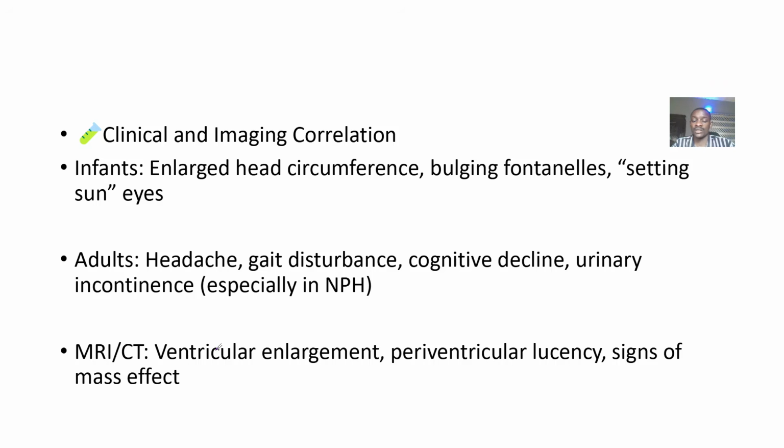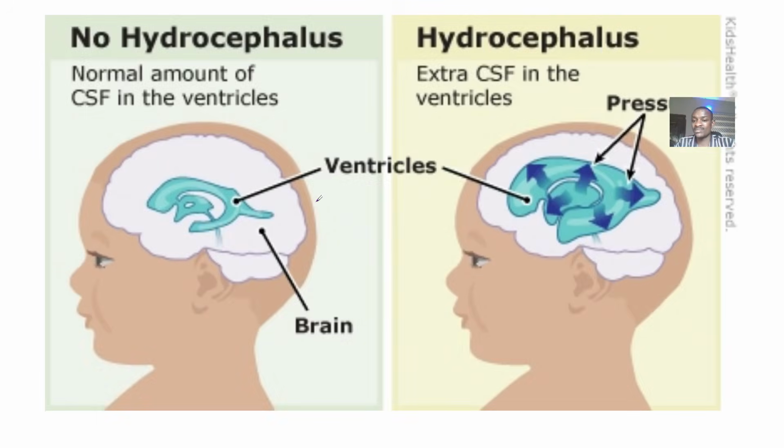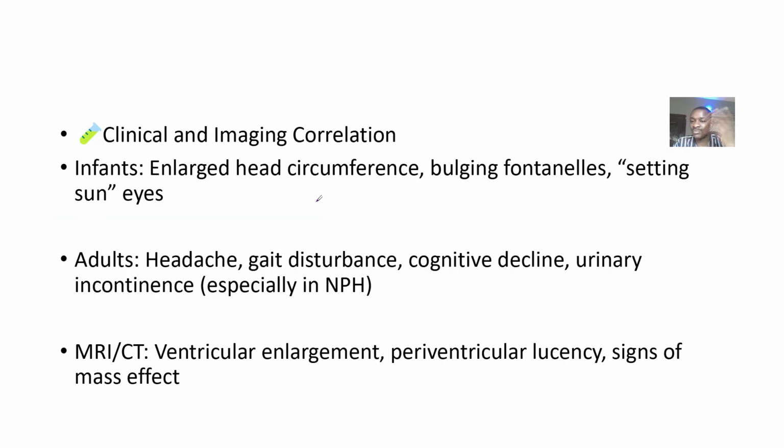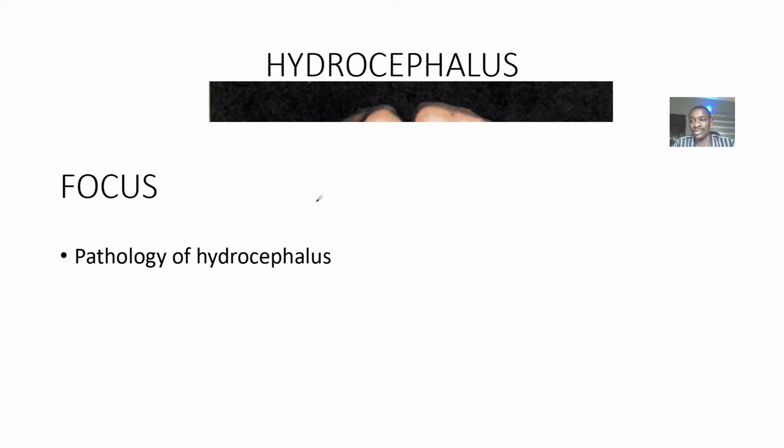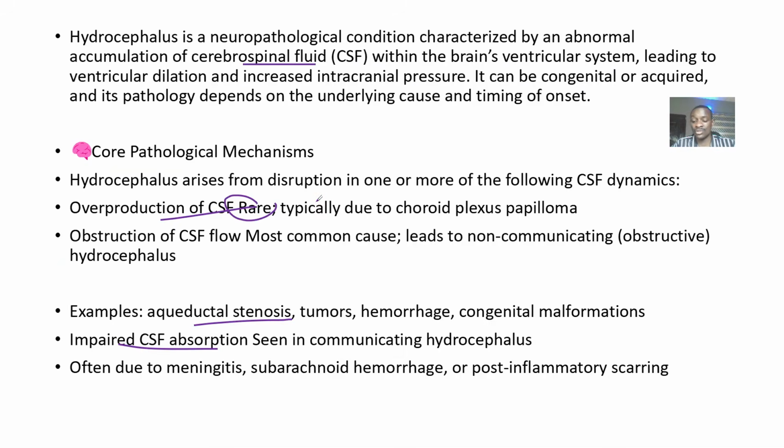So clinical features: the head is big. Okay, bulging fontanelles. In adults, you have headache, gait disturbance, cognitive decline, urinary incontinence, all right, and all of that. Okay, so this is for the pathology, trying to look at how this disease condition will look like.